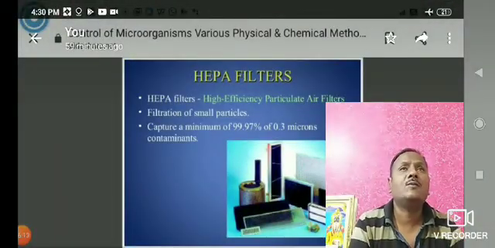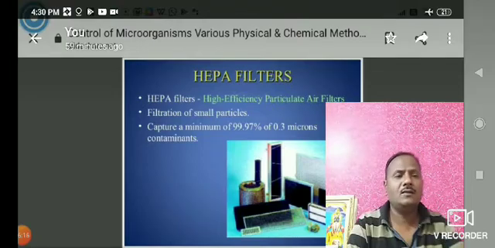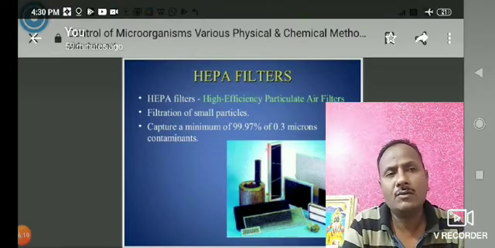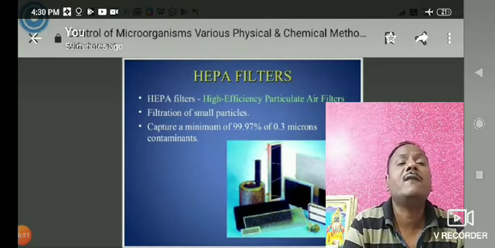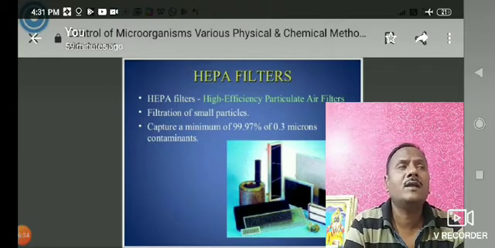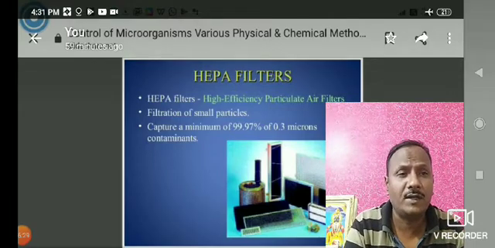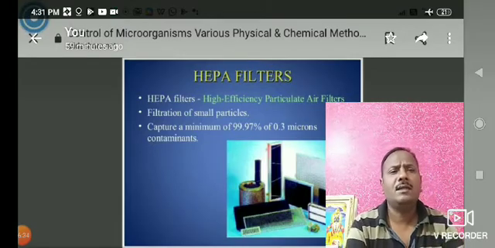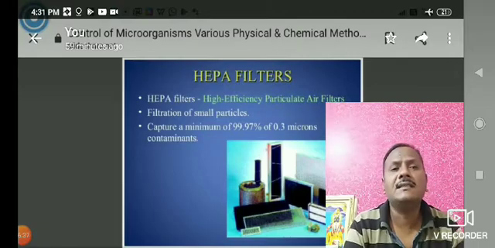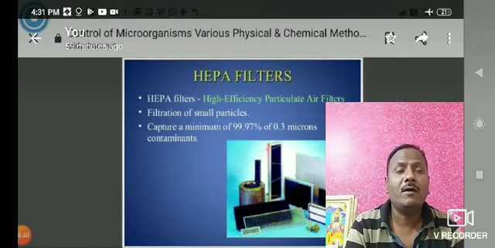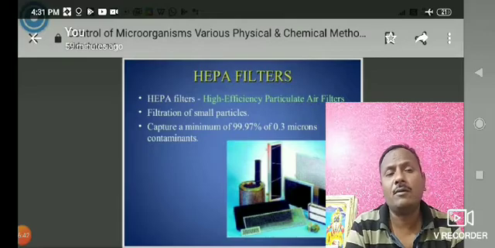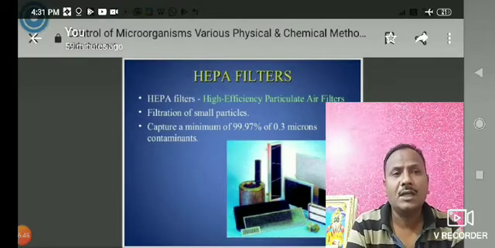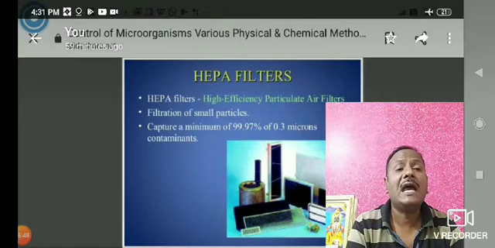Apart from that, the second most important physical agent in controlling air microorganisms is the HEPA filters. HEPA filters are very small size filters. They are generally adjusted in most instruments, or generally used in the laminar airflow. It is one of the instruments used in the laboratory as well as at research level for maintaining aseptic conditions. HEPA means high efficiency particulate air filters.